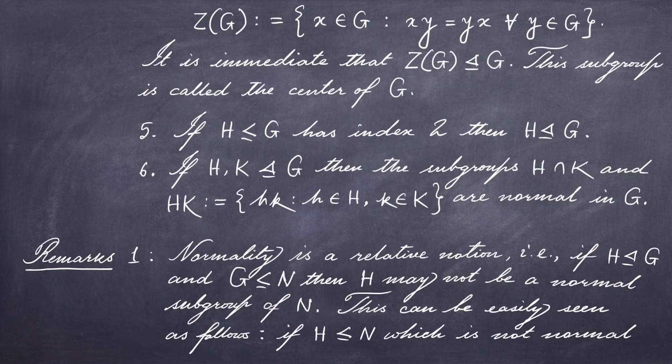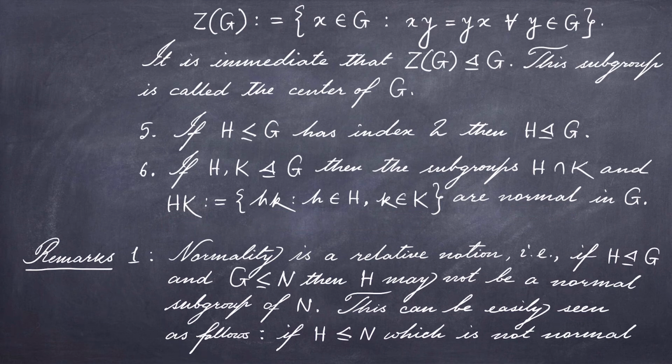If a subgroup has index 2, then it's normal. That's a trivial verification. Next, we talk about how, given two normal subgroups, to make another normal subgroup of G. If we take their intersection, that also becomes a normal subgroup of G, and so does their product, which consists of the elements of this type. It's easy to see that this forms a subgroup of G, and in fact the subgroup is normal.